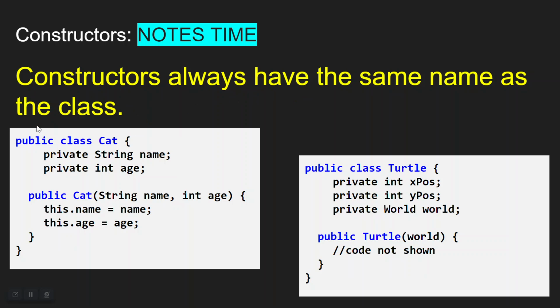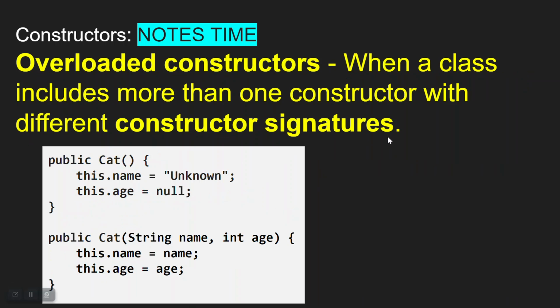All right, constructors always have the same name as the class. If you were looking at the cat class, public class cat, then your constructor is going to just be public cat. And over here, you see public class turtle. This is the turtle class, and here are the instance variables. But down here, public turtle, here is the constructor. Just notice that this matches and this matches, and you're using Pascal case like usual.